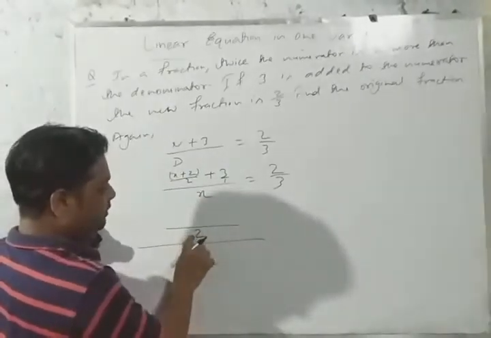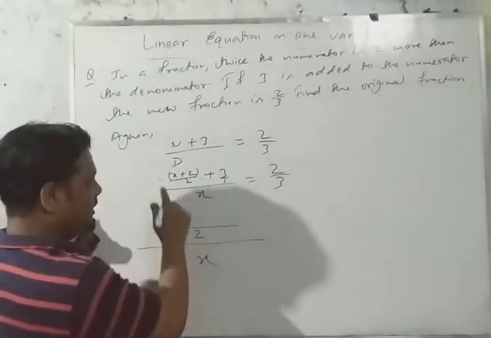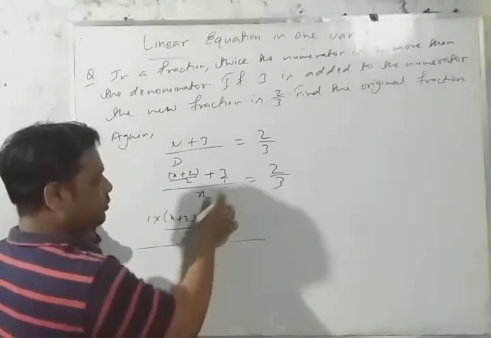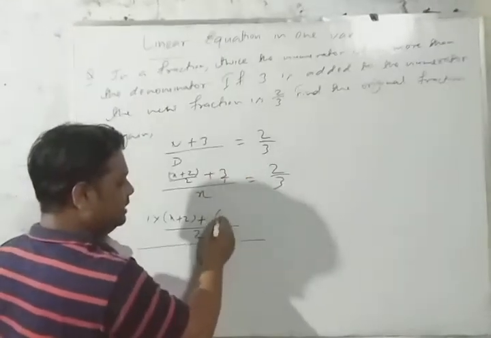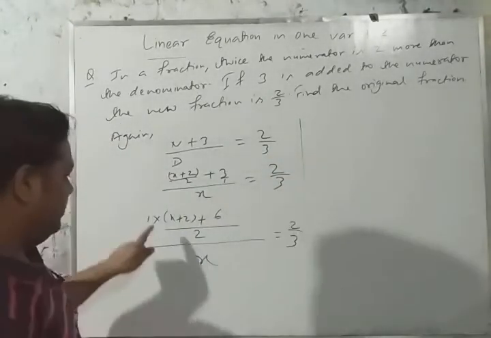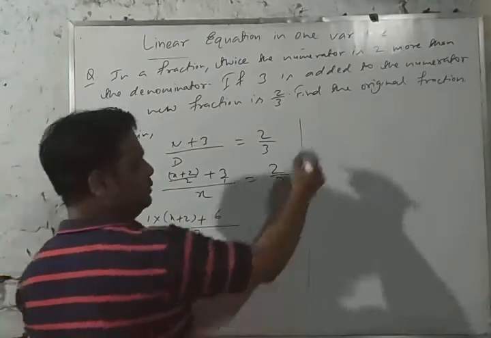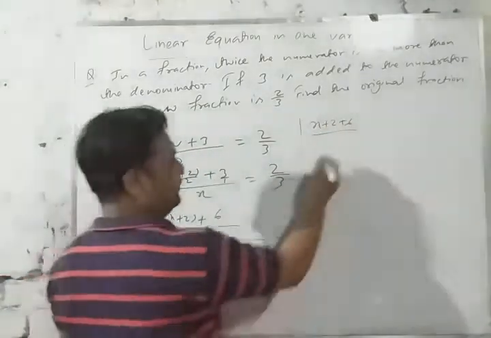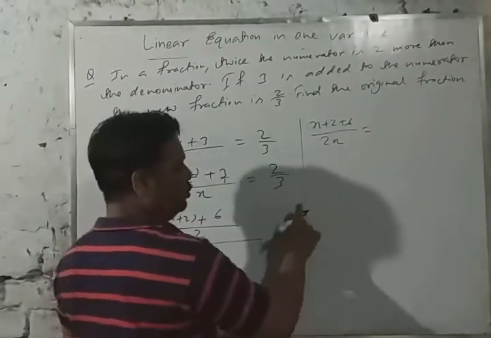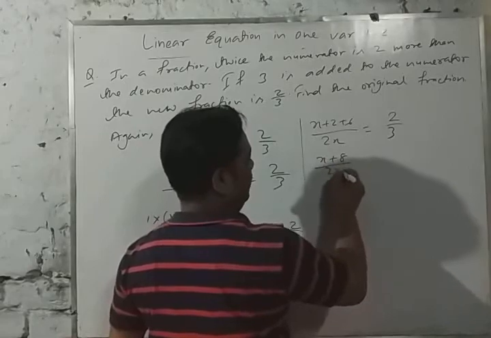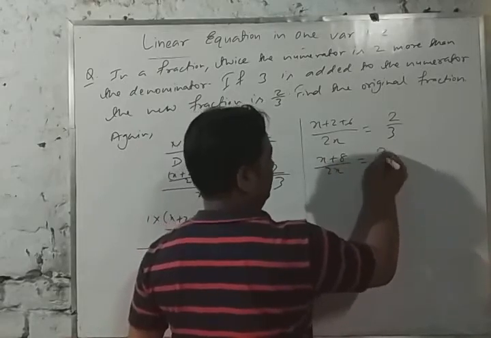I am solving these. 2 divided by 2 is 1, and 1 multiplied by x plus 2 is x plus 2. Plus 2 times 3 is 6, and here 2 by 3. Now solve it: 1 into x plus 2, same value x plus 2, plus 6. 2 will go downside: x plus 8 by 2x equal to 2 by 3.